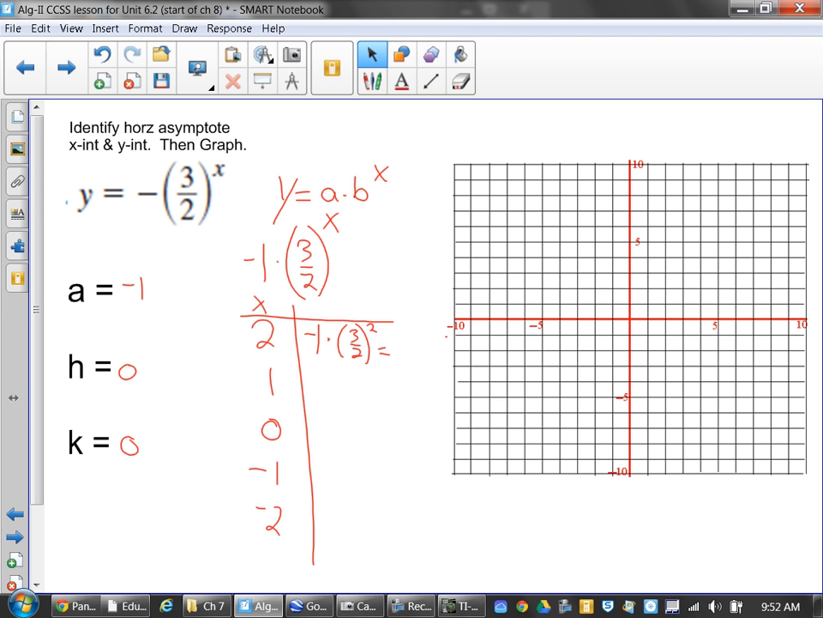3/2 squared is what? 9/4. Times -1 is? -9/4. You okay with that? 3/2 to the first power is what? 3/2. Multiply that by -1, you get -3/2. 3/2 to the 0 is 1 times -1, -1.